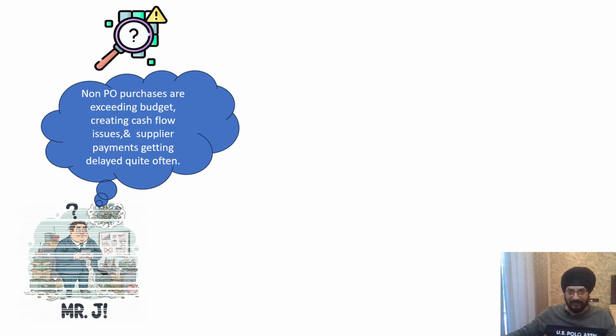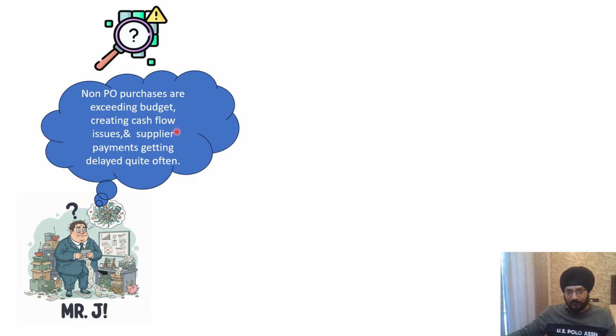So we have come with another problem and a solution to that. Let's just quickly start with the problem which Mr. J normally has. Mr. J is having a new problem this time. And what he's saying? Non-PO purchases are exceeding budget, creating cash flow issues and supplier payments getting delayed quite often.